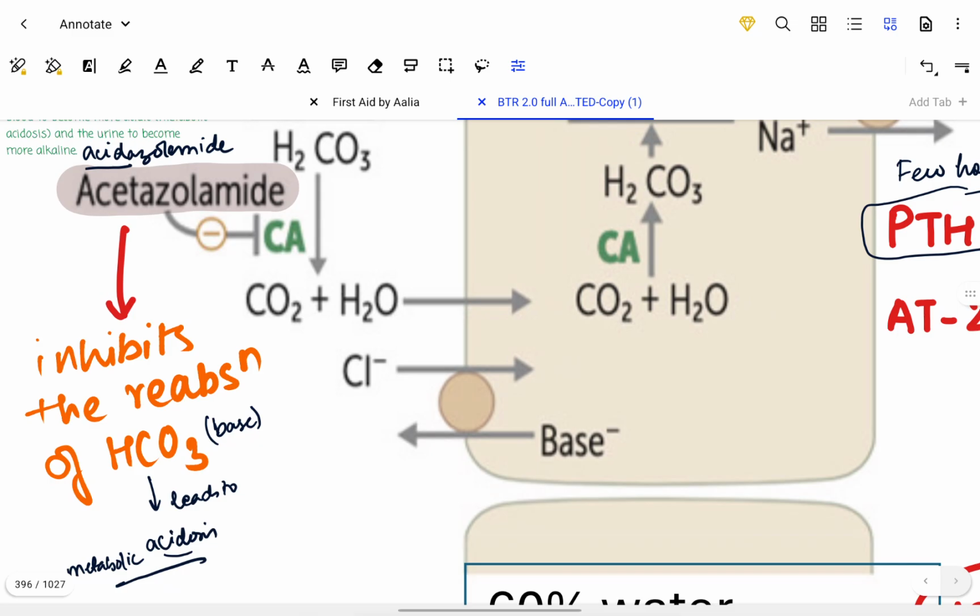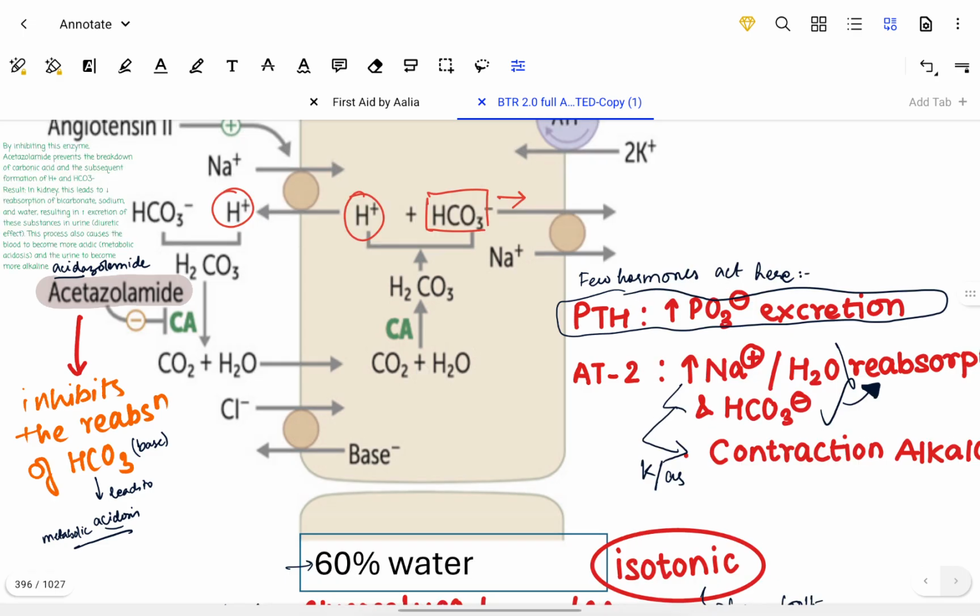So even though H plus is excreted in the urine, the urine tends to become more alkaline, primarily because of the bicarbonate. The bicarbonate is more dominant, you can say. So even though H plus is being excreted, the primary function is that bicarbonate is not being reabsorbed. The problem is the reabsorption. So acetazolamide causes metabolic acidosis. Why? Because bicarbonate is not reabsorbed.